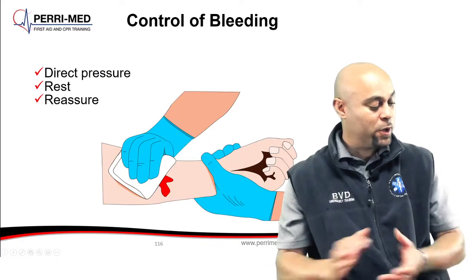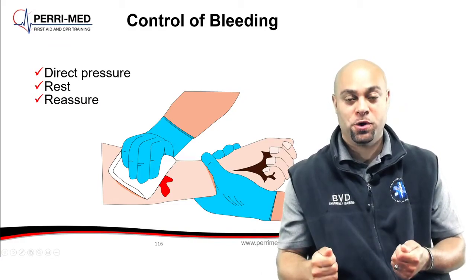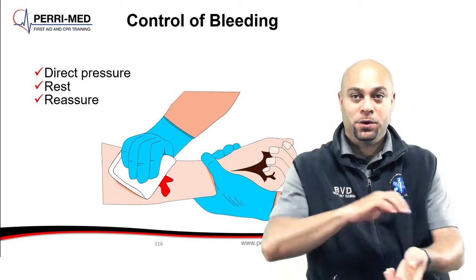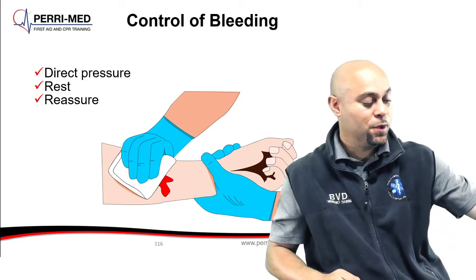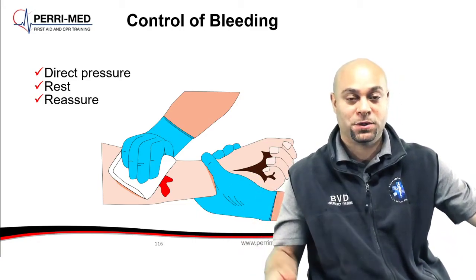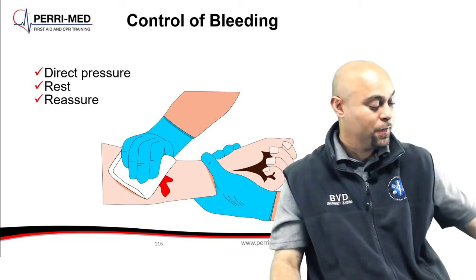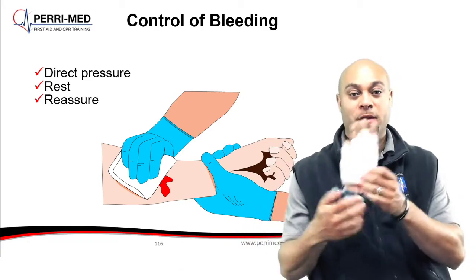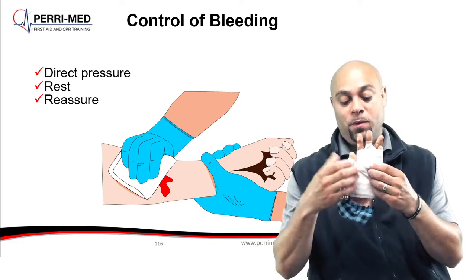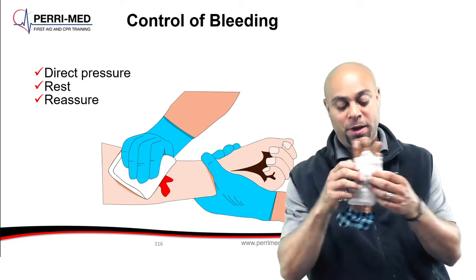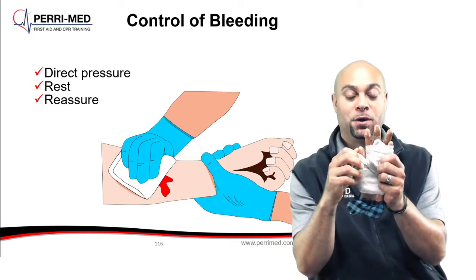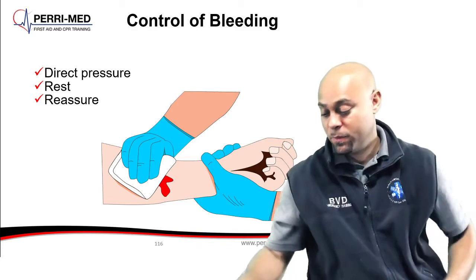Yeah, so the way we're going to treat bleeding is direct pressure and rest, and treat for shock. So that's how you're going to treat bleeding. All right, so we apply the direct pressure like on the hand with the bandage. We put the dressing down first, and we wrap the bandage, and now it's holding direct pressure onto the bleed. All right, so that's good.